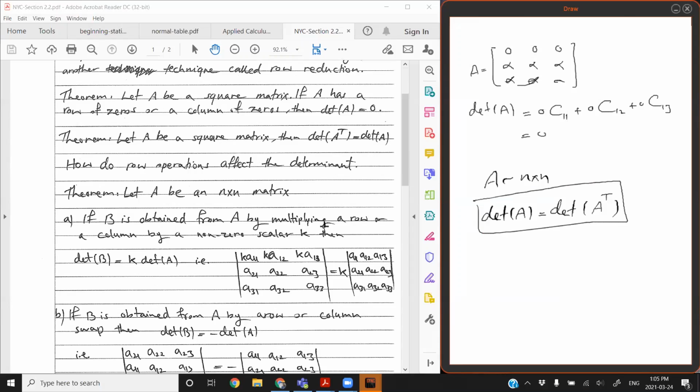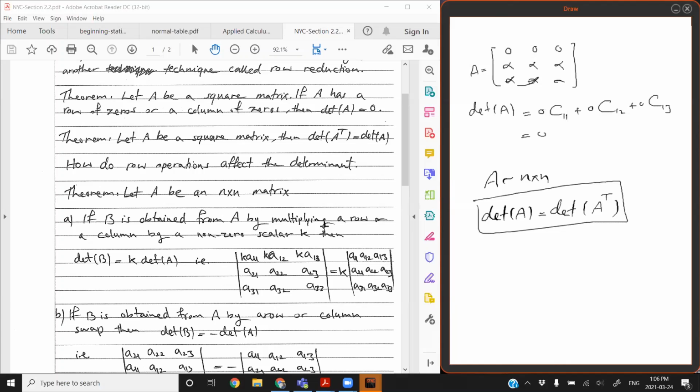The next thing we're going to look at is, how do row operations affect the determinant? So we know that there are 3 elementary row operations. You can swap rows. You can add a multiple of one row to another row, and you can multiply one row by a non-zero number. So if you're swapping, it's called a swap. If you're multiplying by a scalar, it's called a scale. And if you're adding a multiple of one row to another row, it's called a pivot.